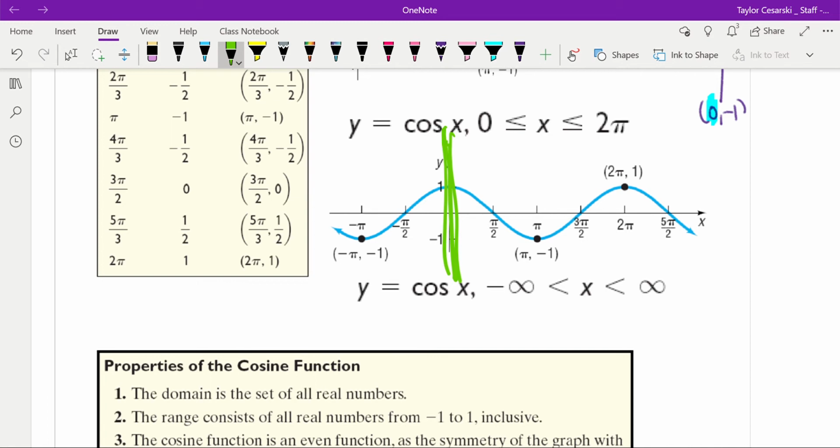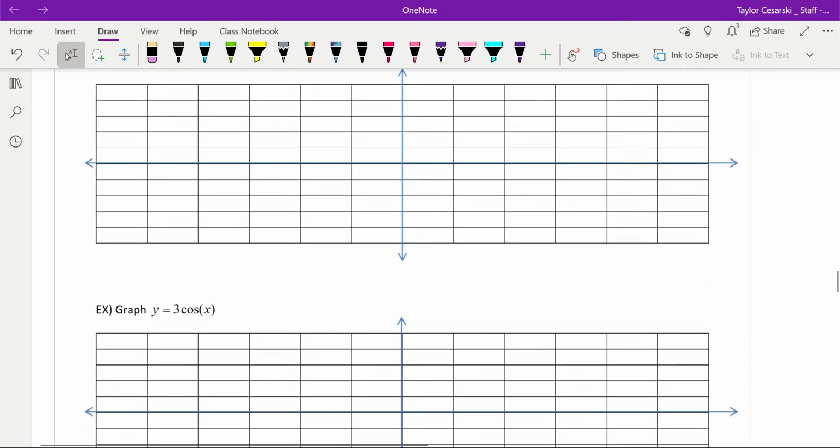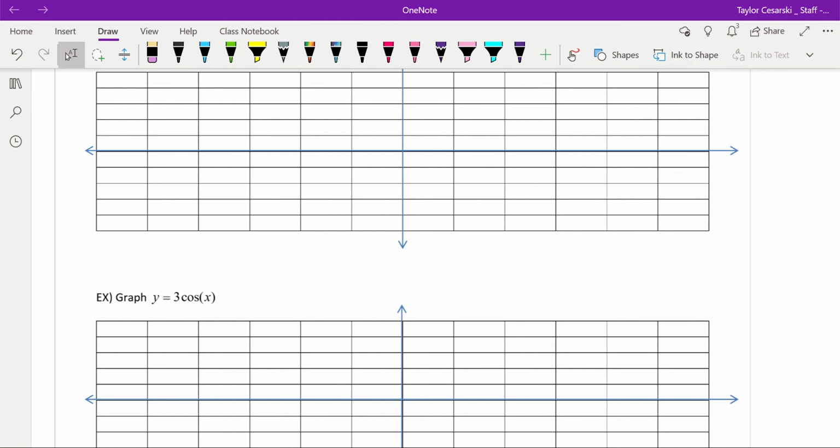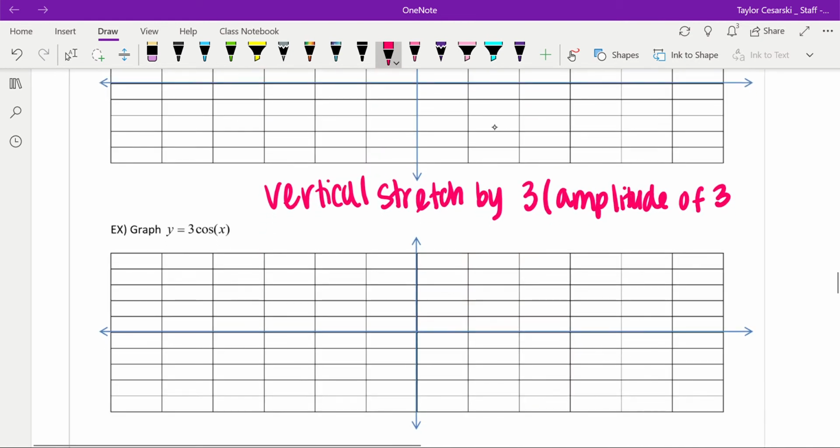Okay, all right, so now let's get to those graphs. Now, they already graphed the parent function, so we're just going to go straight into graphing with some transformations, because we'll get to graph the parent function with that. So we're going to go straight into graphing 3 cosine of x. Now 3, remember the 3 in front is just a vertical stretch by 3. Or we call that the amplitude of 3. My period here is still 2 pi. It's going to repeat itself every 2 pi.